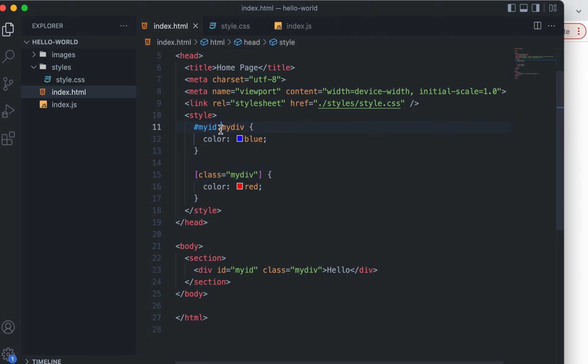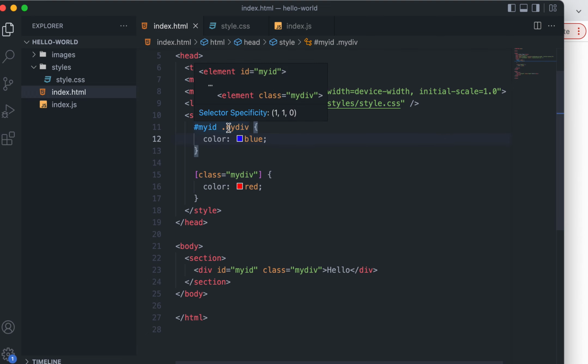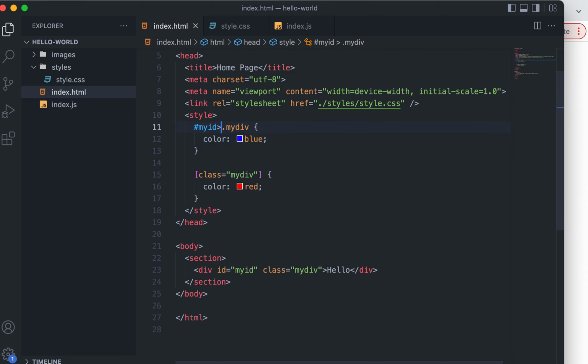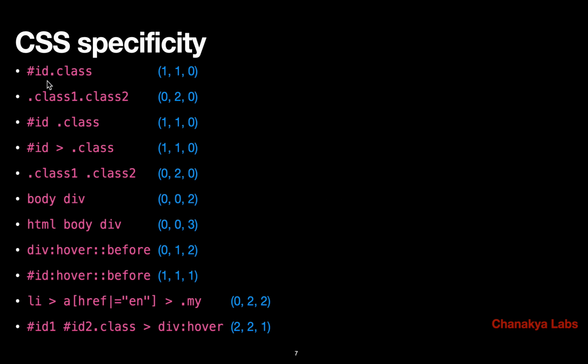Okay, and if you put a space here, then also it is the same. Or you put an arrow, then also it is the same. You understand? So these things don't matter here. That's what I'm trying to say: this is a 1,0,0, this is 0,1,0, and that's why there is 1,1,0. If both are classes, then 010 plus 010 is now 020, right? Even if there is a space, it doesn't matter, still it will be 1,1,0. And any sort of combinator you put will not affect it, it will still be 1,1,0.